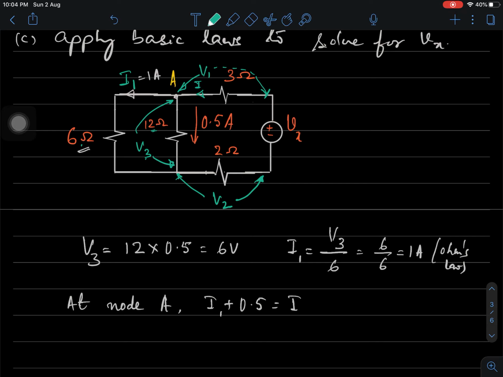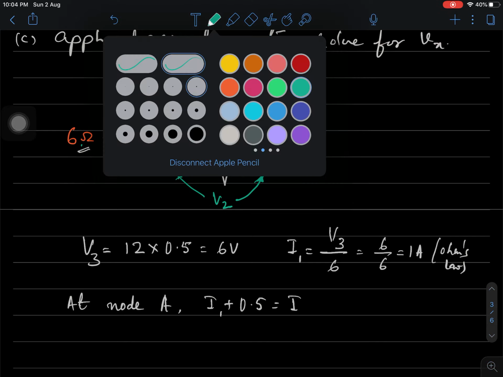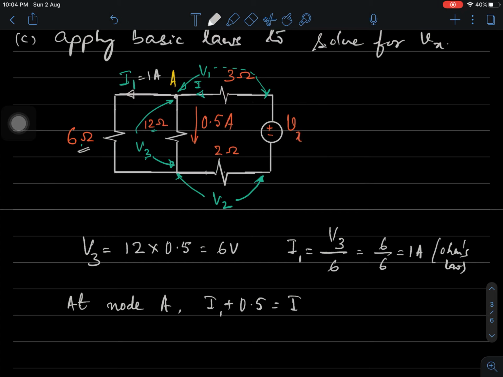Okay, that's equal to current I. So what's current I now equal to? I1 is 1 ampere, therefore I equals 1.5 ampere. So you got this current. Knowing this current, we can get the voltages V1 and V2.